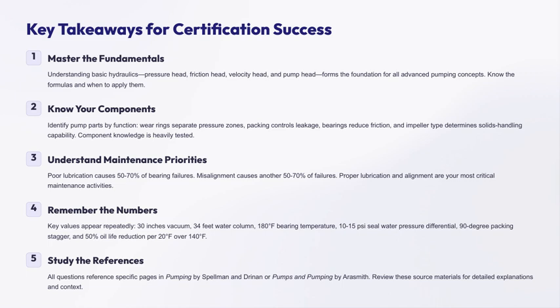Fourth, keep the key numbers in mind. You'll see these values repeatedly: 30 inches of vacuum, 34 feet of water column, bearing temperatures around 180 degrees Fahrenheit, seal water pressures between 10 and 15 psi, a 90-degree packing stagger, and a 50% reduction in oil life for every 20-degree increase over 140 degrees. Memorizing these will help you troubleshoot effectively.